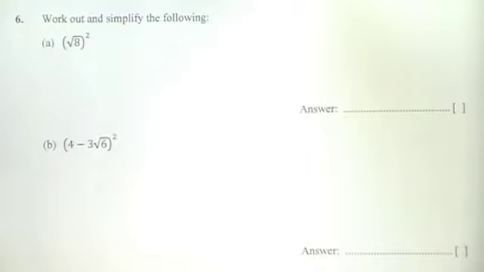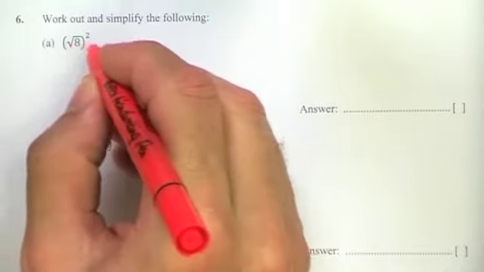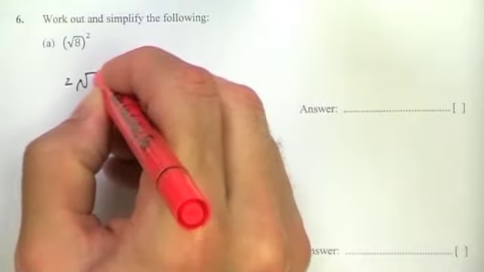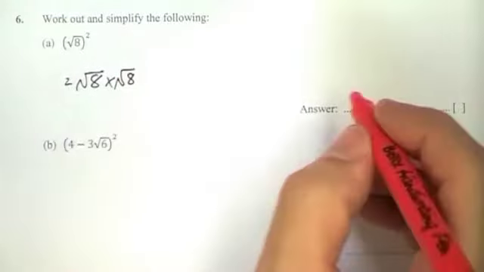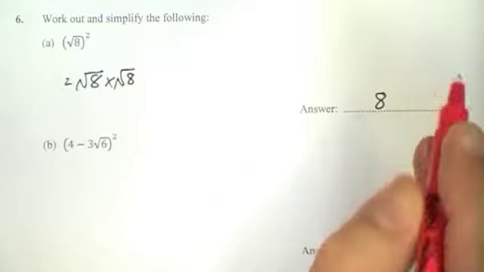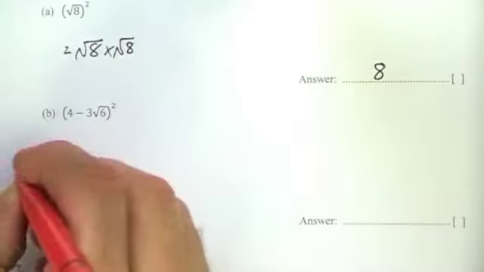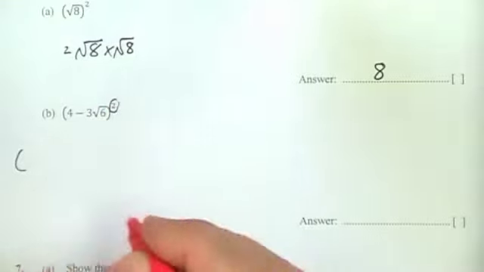Question 6 is really the same as question 5, except the surd expressions we're multiplying aren't the same. They are the same, they're squared. So root 8 squared is the same as root 8 times root 8, which you know is root 64, it's just 8. And this next one, part B, write it out in full. Whenever you get the squared bit in there, write them out in full.